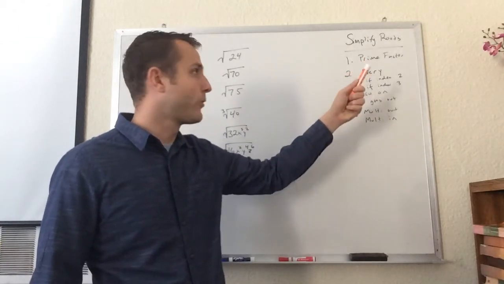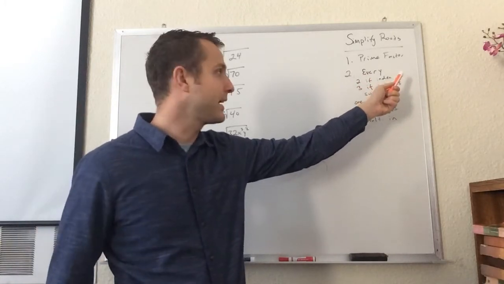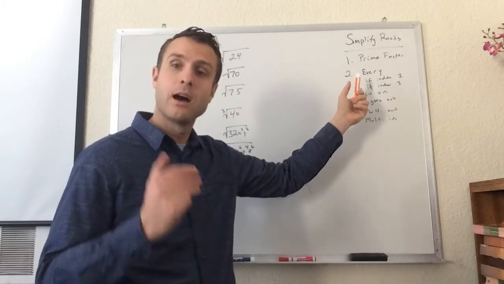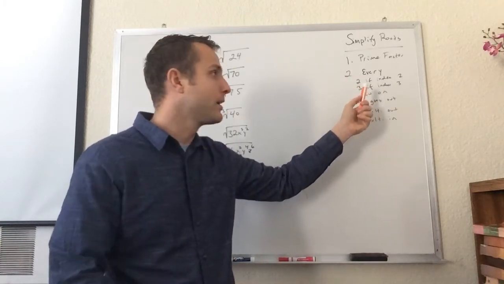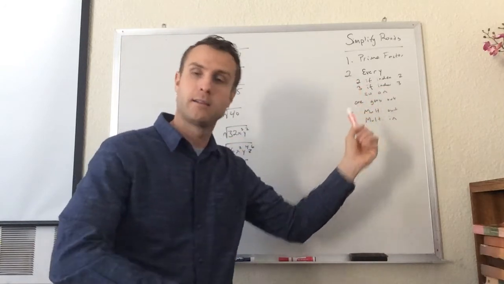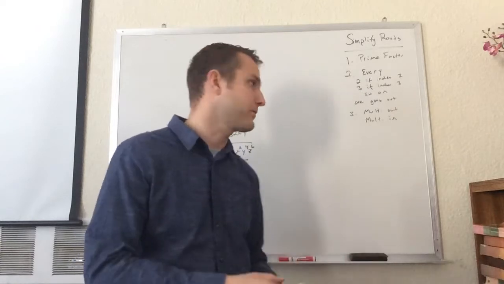Number two, if it's an index of 2, which means there's no number on the outside, for every 2 prime numbers that are the same, I'm going to pull out 1. If you have an index of 3, then for every 3 you pull out 1, and so on. If it's an index of 4, every 4. If it's an index of 5, every 5.